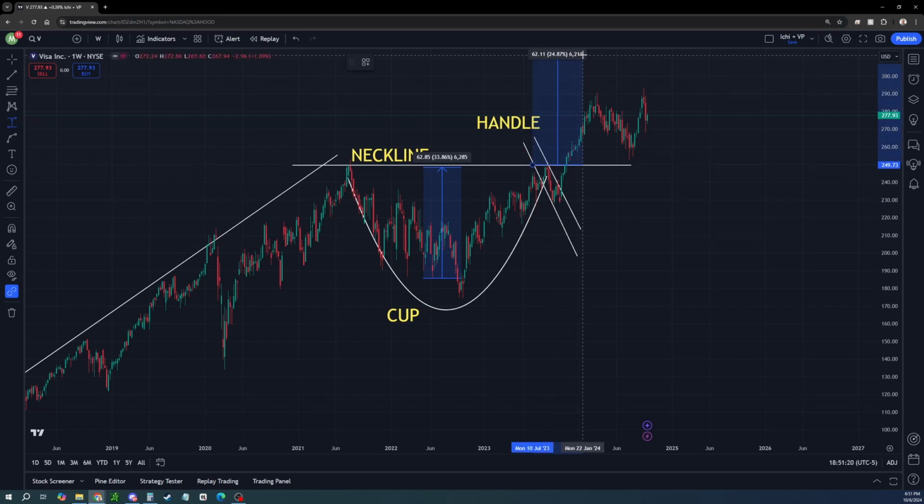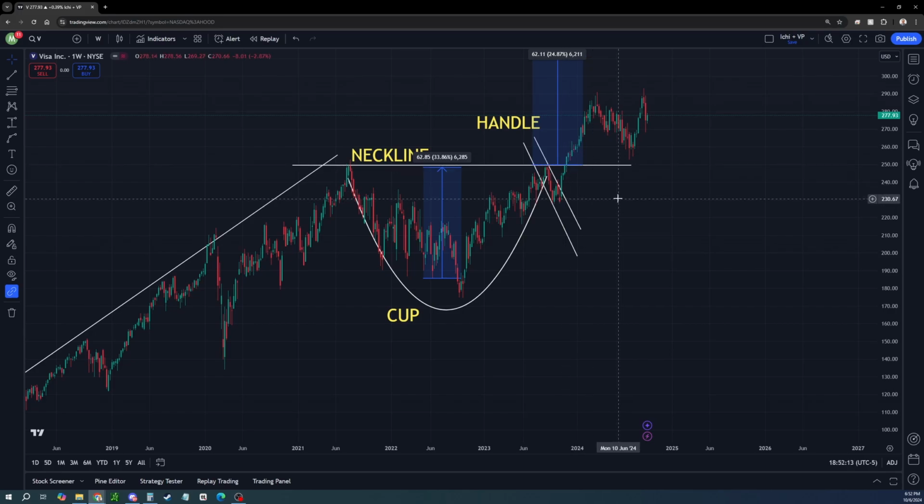As you can see, Visa still hasn't hit it yet. So if you were technically trading this pattern, the take profit level would be the distance between the bottom of the cup to the neckline. As far as the stop loss levels, or where you want to take the loss if it doesn't play out, that's kind of up to you. It's based on your risk management style.